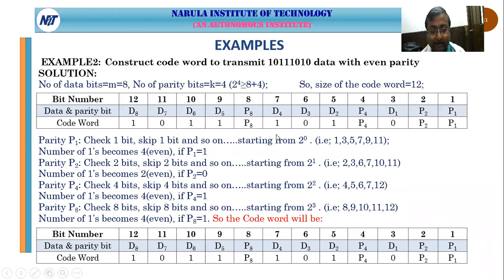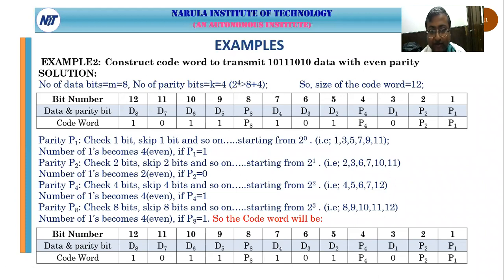Another example is there. The total message bit is 10111010. So that means 8 message bits are there. So 8 plus 4 plus 1, that means 13. So the K value should be 4.